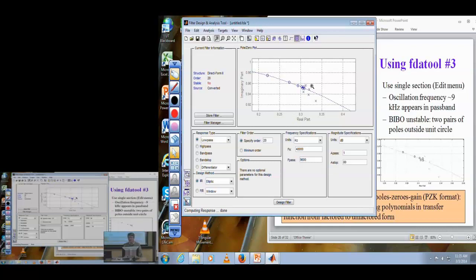So again, a filter that was stable when we had cascaded biquads, BIBO stable, converts to one direct form, BIBO unstable. These poles are outside the unit circle, not the zeros. Zeros don't affect stability unless they cancel some pole that's unstable. Then there might be cancellation, in theory. In practice, it's hard to pull that one off.